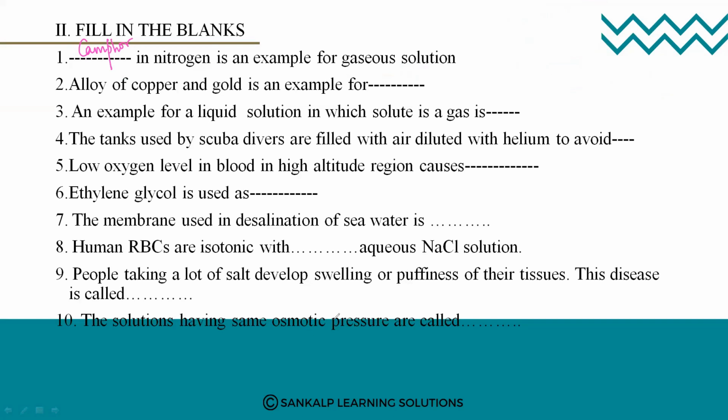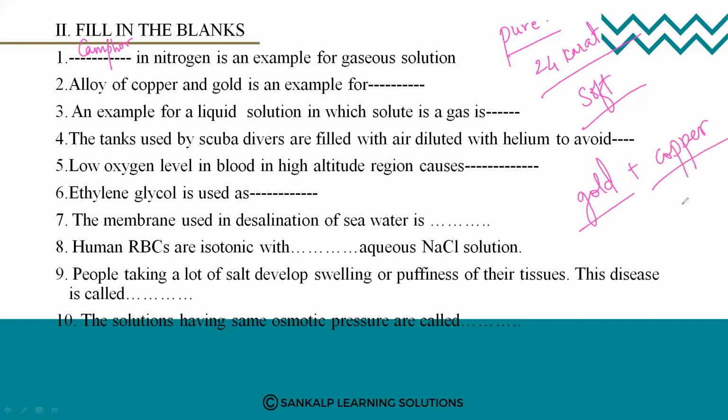Okay. Solid solutions. So you know the gold. Now, if you take pure gold, that is 24 karat gold, it will not be hard. It will be completely soft. So when you mix gold with some amount of copper, there will be some hardness. So this turns into 22 karat.